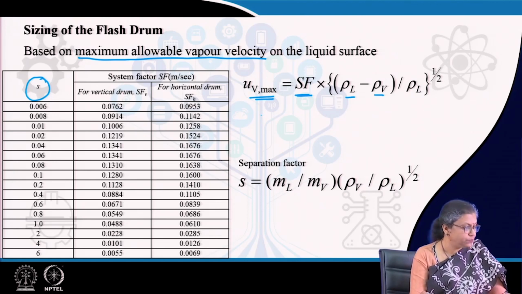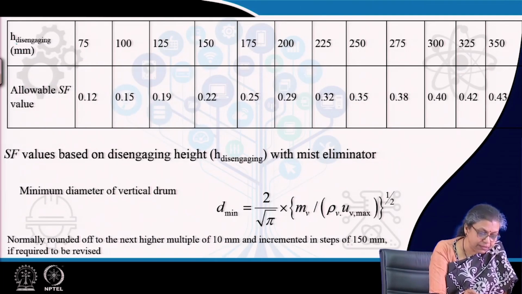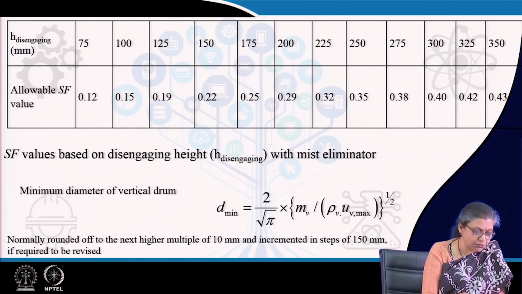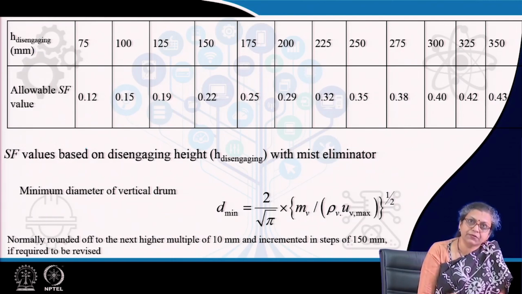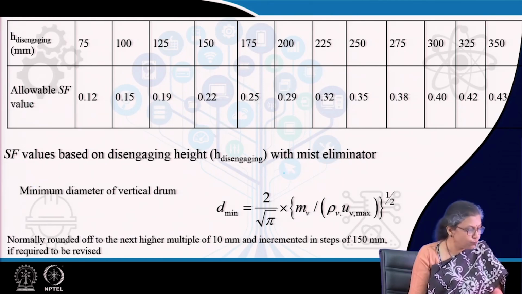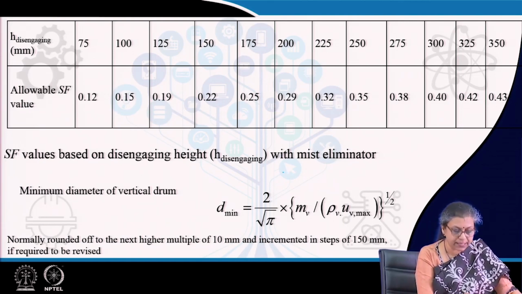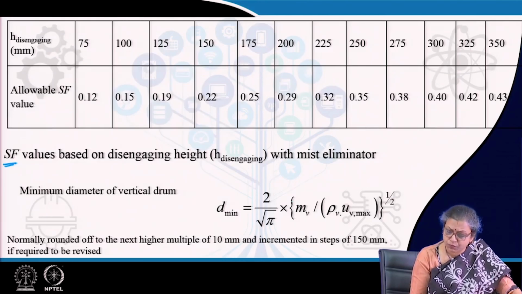So an alternate way of finding out the diameter can be based on the disengagement height also. When we have a higher disengagement height, naturally it reduces entrainment. When it reduces entrainment, we can operate with a higher SF, and so the second approach is to find out SF based on the disengagement height. Whatever technique you use, you can find out SF values. Once you can find out SF values, you can find out UV max. Once you have found out UV max, you know the mass flow rate.